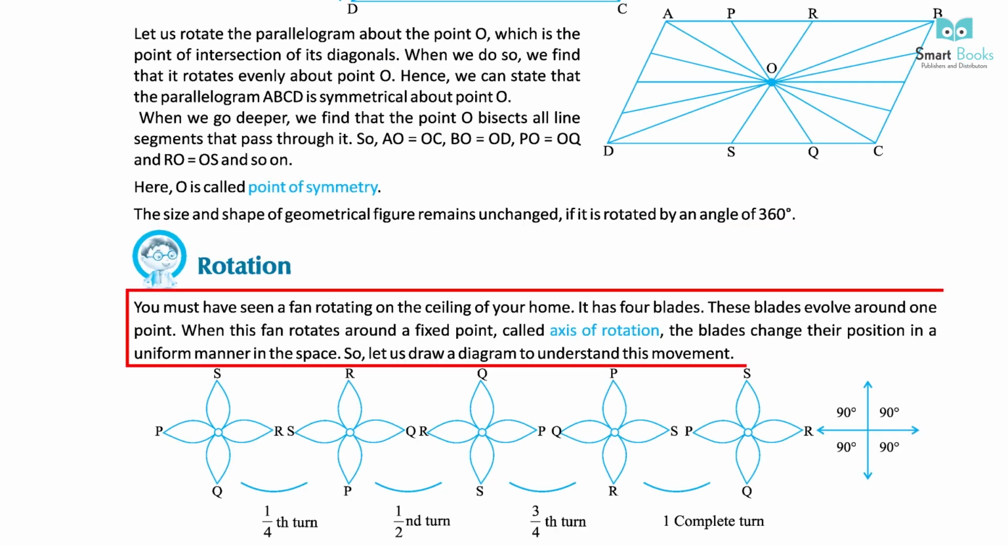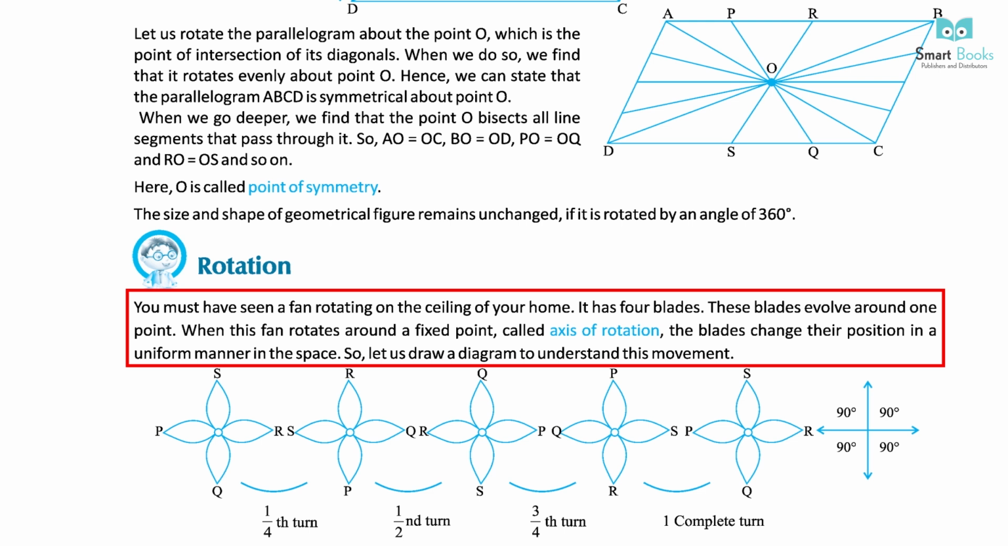Rotation. You must have seen a fan rotating on the ceiling of your home. It has 4 blades. These blades revolve around one point. When this fan rotates around a fixed point called the axis of rotation, the blades change their position in a uniform manner in space.